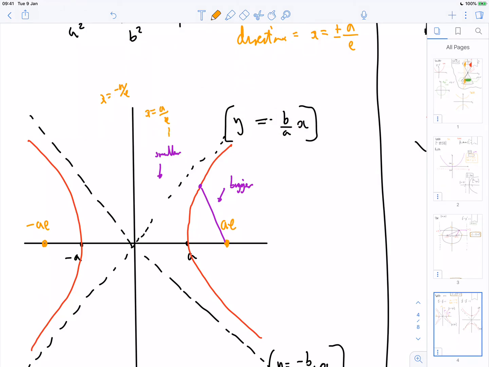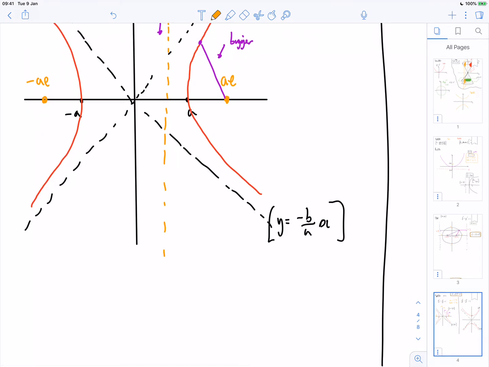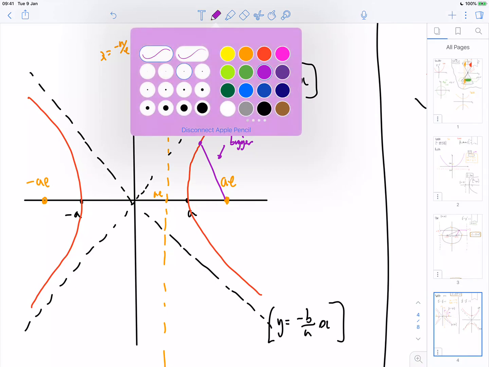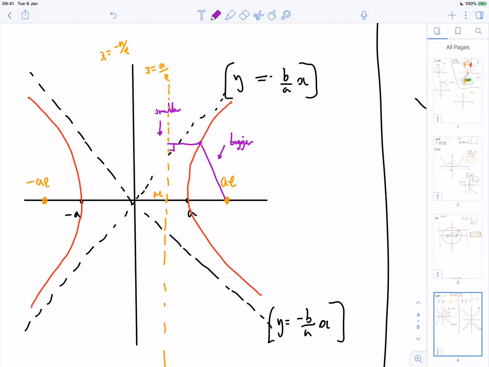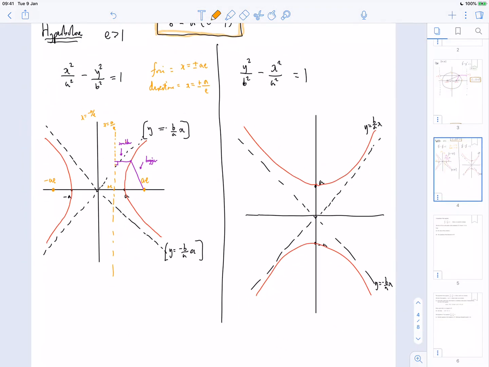So let's say the directrix is now here, where it crosses AE on the x-axis, and now for a hyperbola, the perpendicular distance between that point is a lot smaller than the distance from the foci to that thing. Now, proving this isn't that big of a deal. It just takes time.